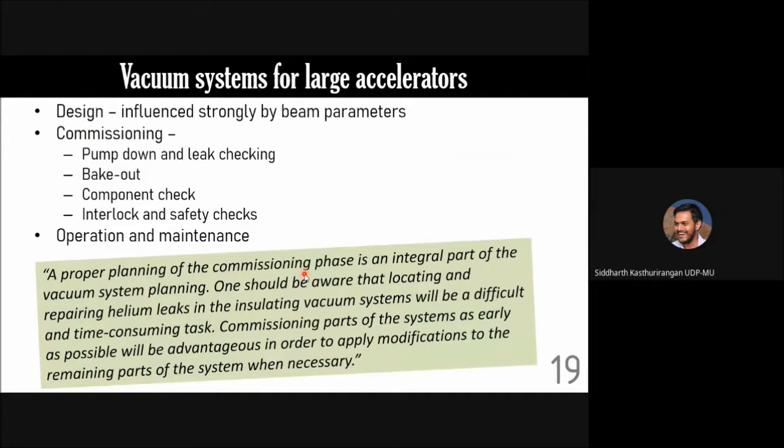So just to summarize the vacuum system part, the design of the vacuum system is influenced strongly by beam parameters. Particularly, the beam currents can sometimes have a role to play based on the secondary emissions which will take place. The beam velocities will have a role to play. The beam energies will have a role to play, because if you notice the lifetime of the beam, it has a factor of beam energy somewhere. So all those will be important.